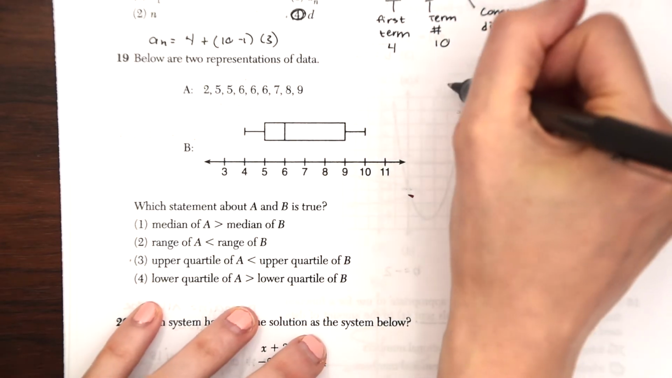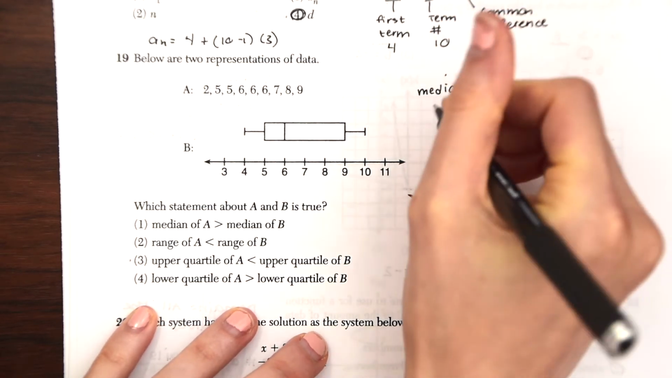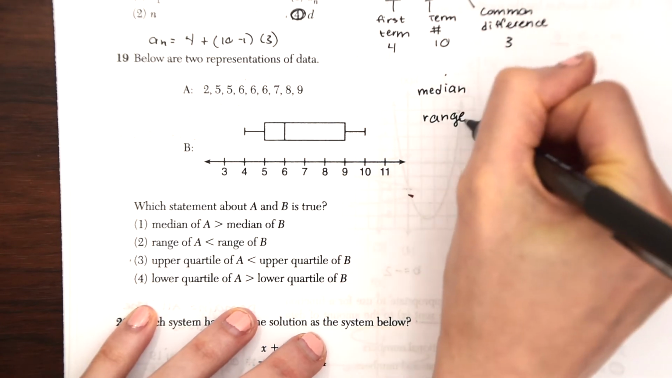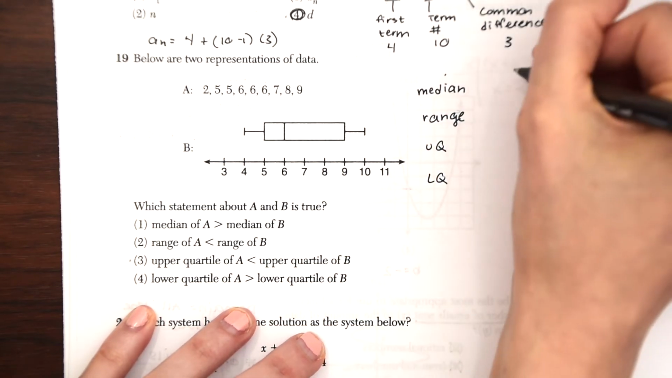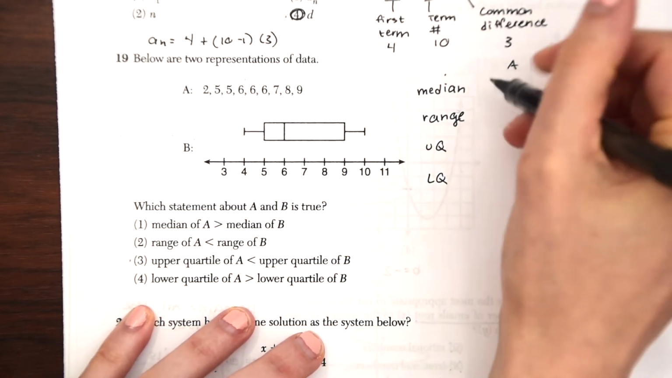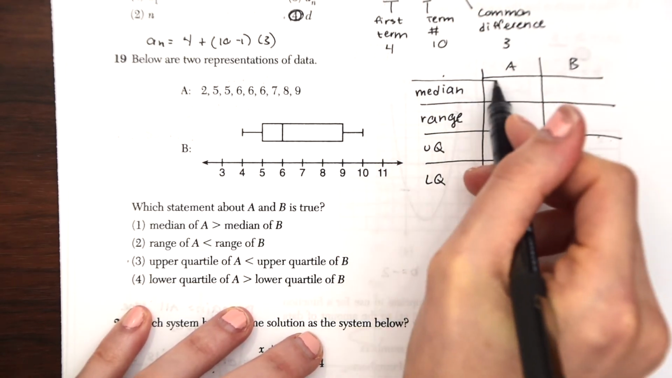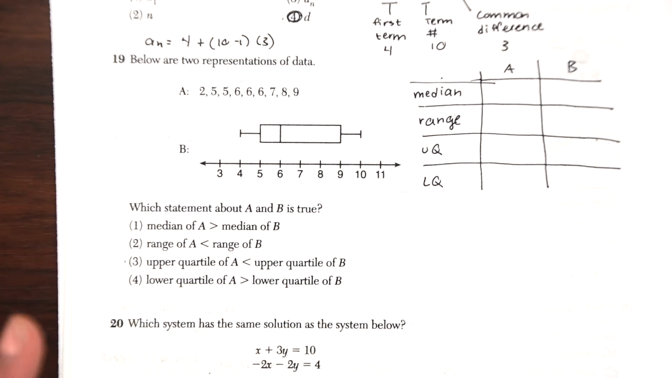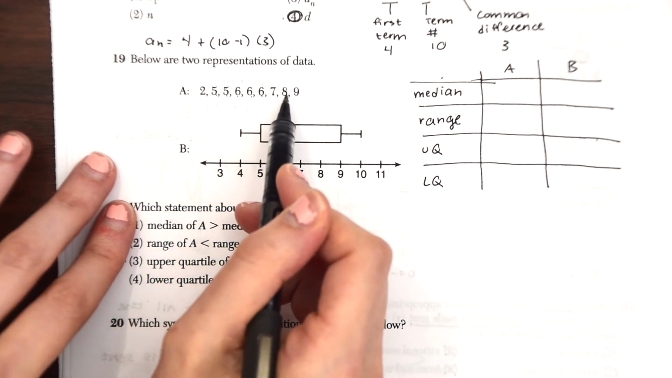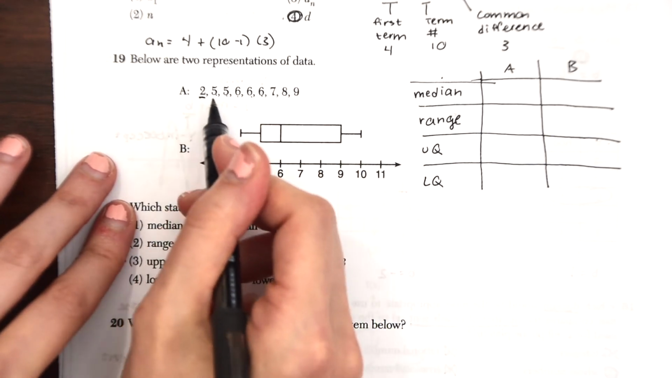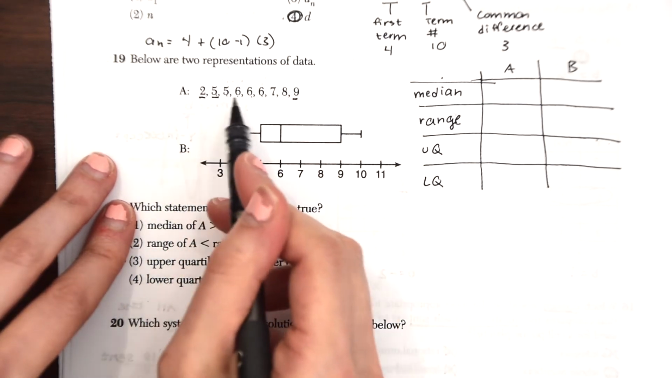So let's make a little chart here. We want the median, the range, the upper quartile, and the lower quartile. And we want this for A and B, and then we're going to compare them. So the median, remember, always means the middle. So we want the middle number of this. So 1, 2, 3, 4, 5, 6, 7, 8, 9. So we're just going to cross off. I don't want to cross them off with this pen because we might not see the numbers after. So we want to get that middle number.